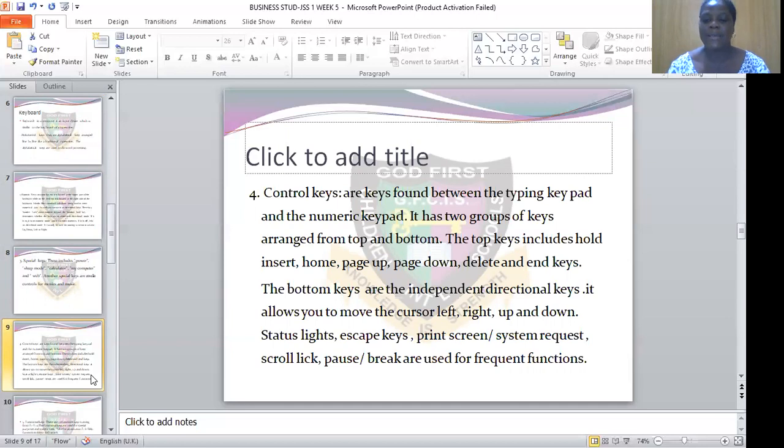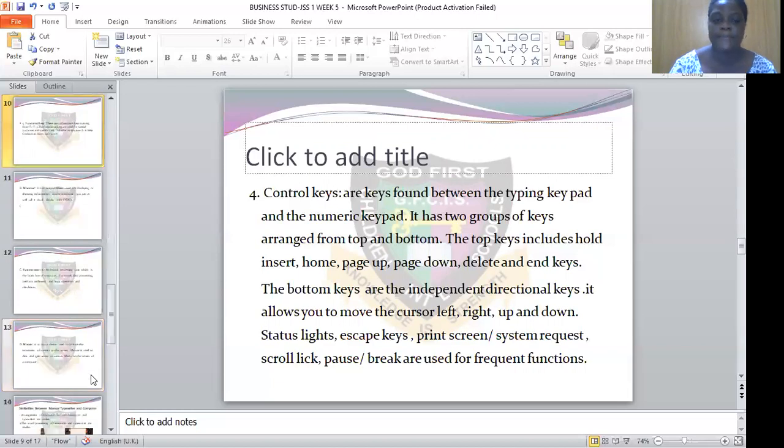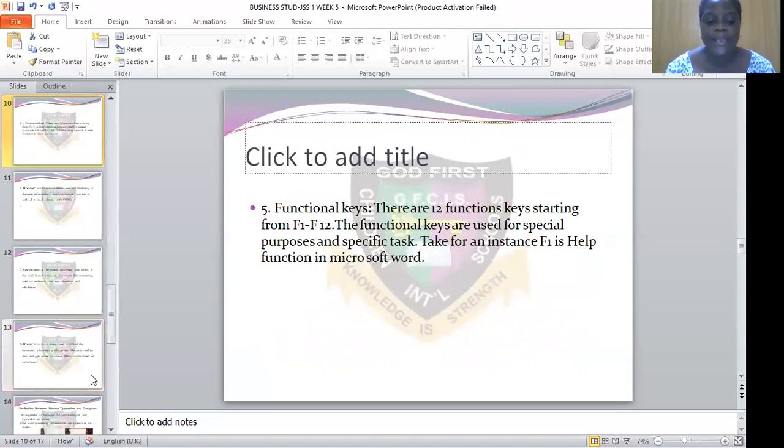You can see them at the right hand side, at the upper side of the numeric keys. You see the backspace key, which is the delete key. You see the page up key, the page down key, the end key there, and the home key. They are all there, under the control keys. Then there are the functional keys.